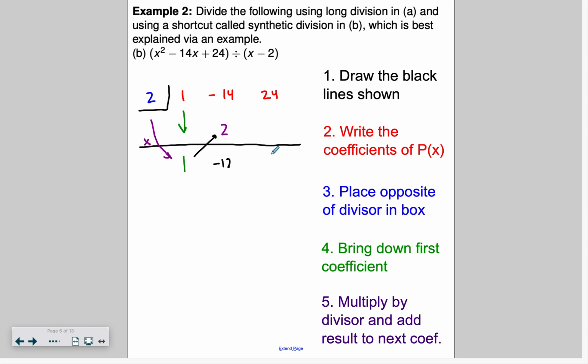When my computer catches up. Okay, great. And then you repeat that process. 2 times negative 12 is negative 24. And then we can add those two. 24 plus negative 24 is 0. Now this last box here, where the 0 is, this is always our remainder.